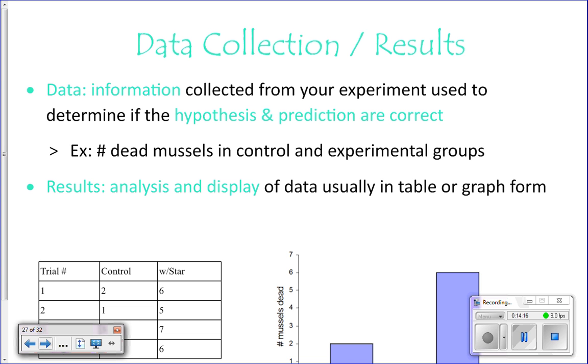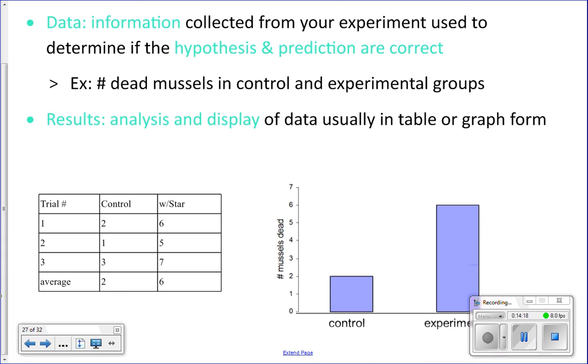So we would probably collect that in some sort of table like this. So our results, let's say trial number 1, just remember you run it 3 times. In the control group, you get 2 dead mussels, and then with the C star, you get 6. Trial number 2, 1 dead in control, 5 in experimental. Number 3, 3 dead in the control, 7 in the experimental. So that's the data that you collect.